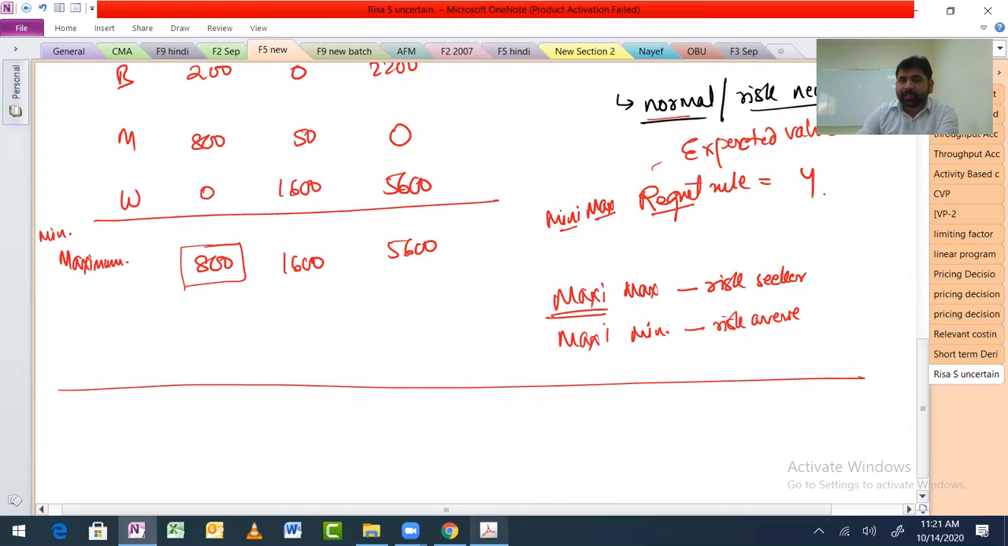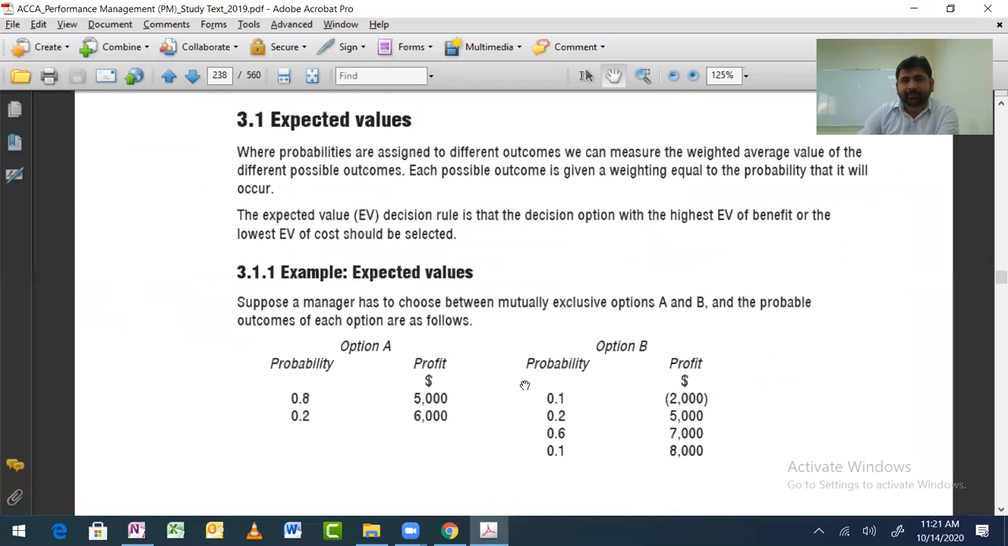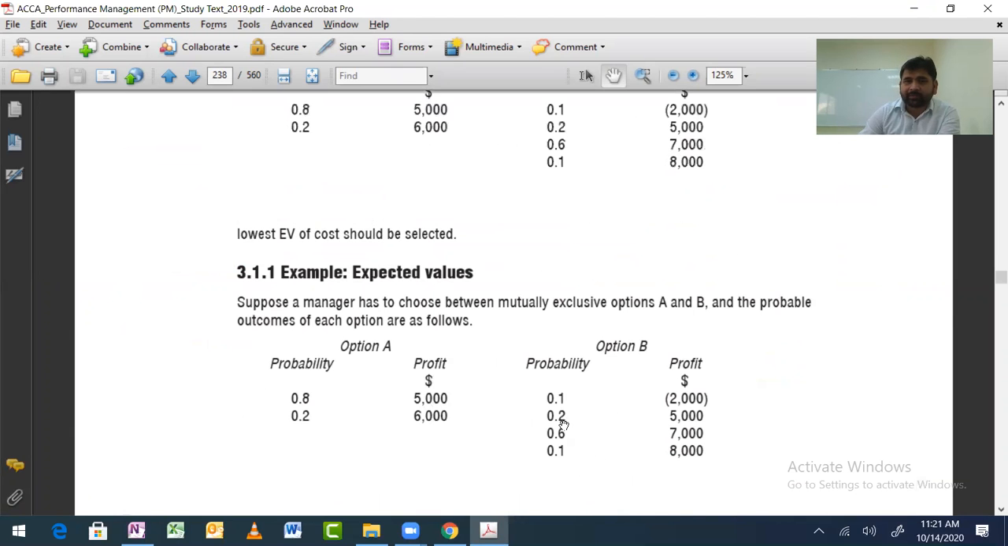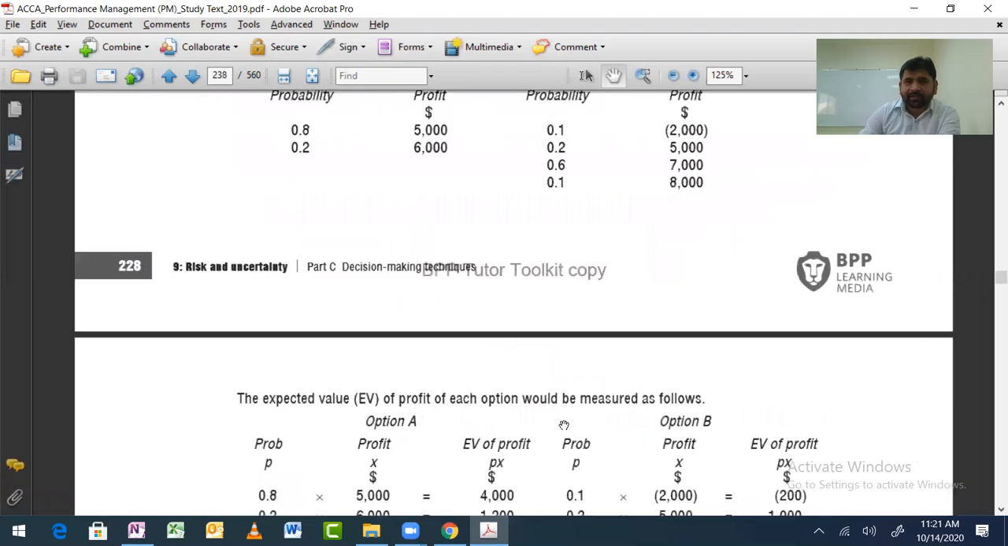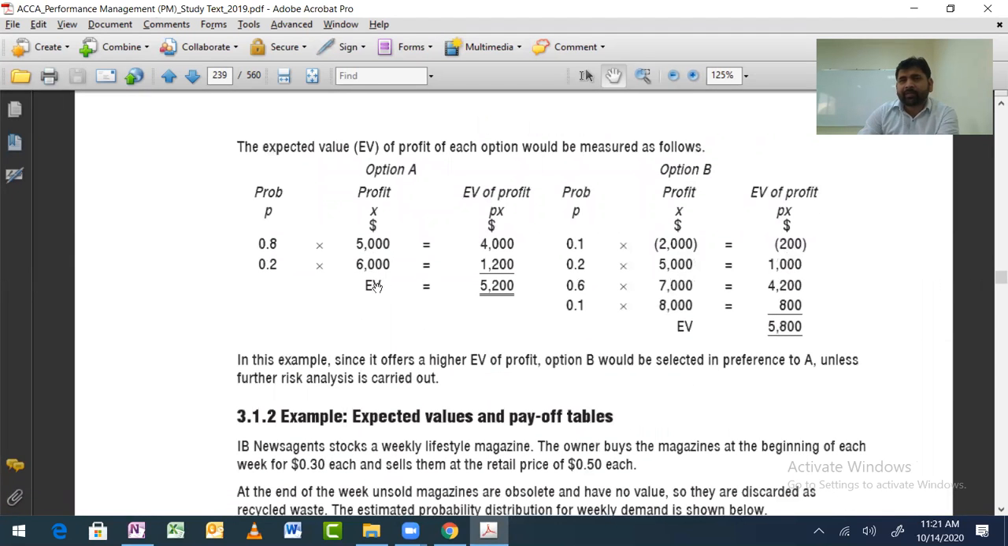All right, but in the book they will go one step at a time and they'll give you various things. Let's be a little bit quick. Option A, probability, profit. All you need to do is multiply, do a total. Whichever is higher, you choose that option. This is exactly what they have done here. They did a total, 5,200, 5,800. So option B is better. We'll go with option B.